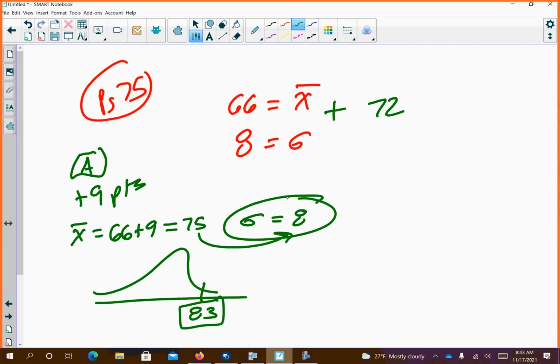Option 2, the teacher might decide to double everyone's score, that would produce a new mean of 132 and a standard deviation of 16. So option B, because I multiplied, I doubled.